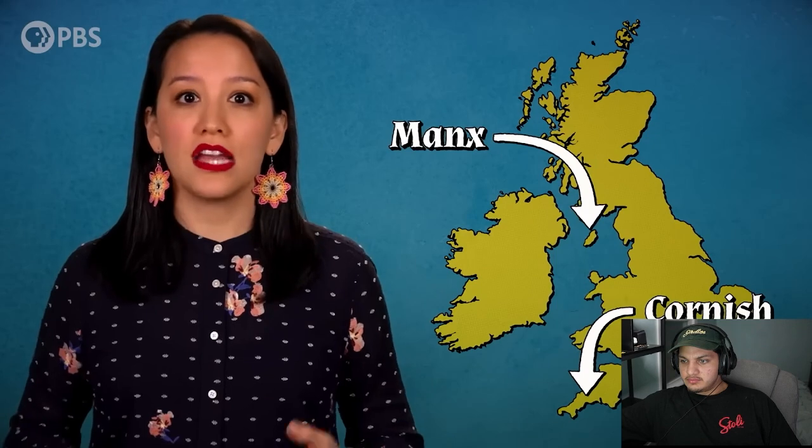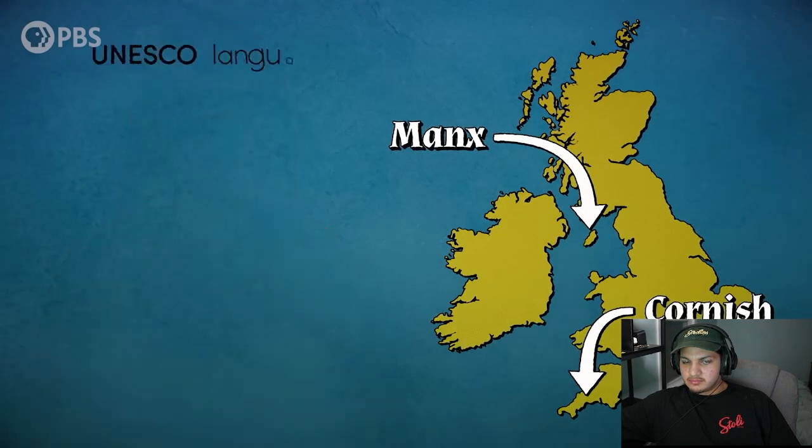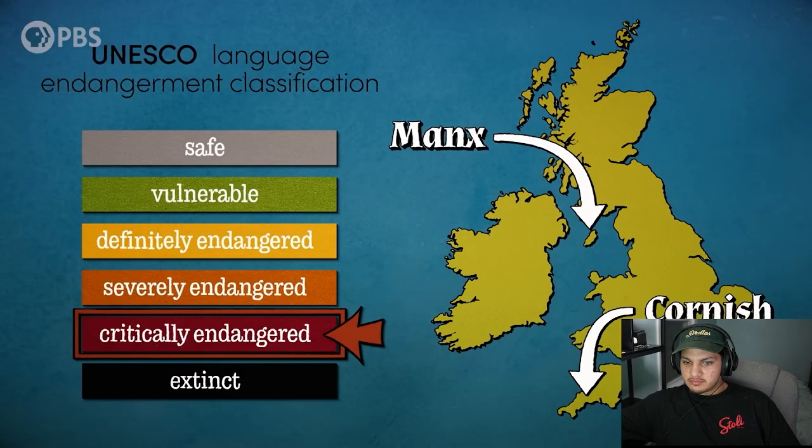But at least 2 Celtic languages have defied the odds. Both Cornish of Cornwall and Manx of the Isle of Man have, based on language revitalization efforts, gotten their UNESCO language endangerment classification upgraded from extinct to critically endangered. It makes sense that when there aren't any more speakers, a language gets lost. But how does it get to that point?